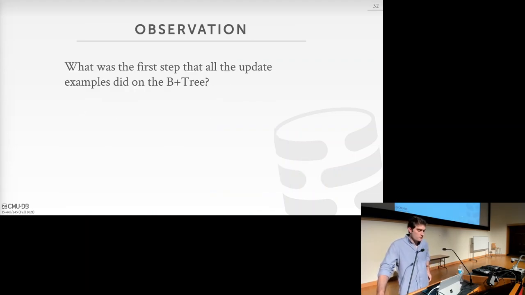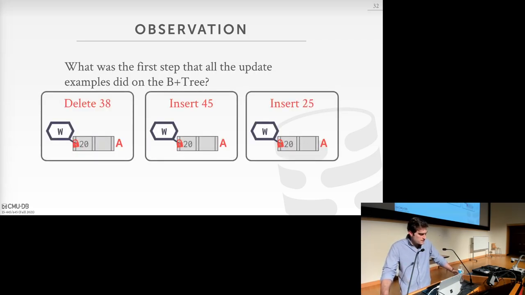Okay, I think we'll leave off with this observation. What is the first step for all of the updates that we did in the tree? How does our algorithm work? What's the first thing we need to do? Yes? The answer is take the latch on the root node. That's exactly correct. In all of these cases, we're always taking a write latch, which is more exclusionary than a read latch, on the root node.